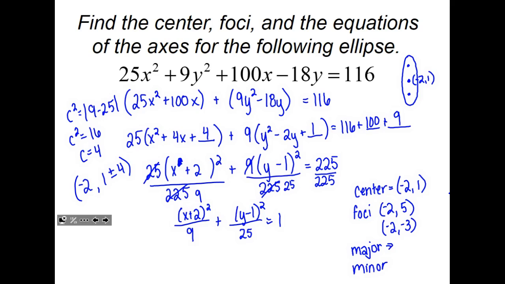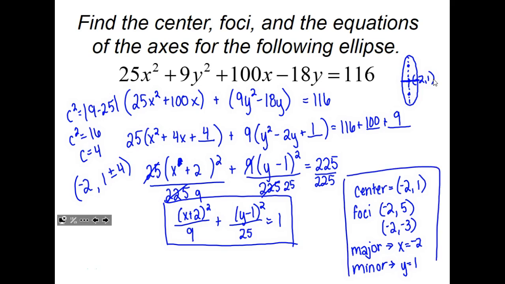Okay, so our major axis is vertical in this case, and vertical lines are at x equals a number. So the x coordinate here is -2, so x equals -2. And then for the minor axis, that's going to be the horizontal axis. The minor axis is horizontal, so it's y equals a number, and the y coordinate of your center is 1. So y equals 1. So here is our equation, and here is all the information that goes with that.